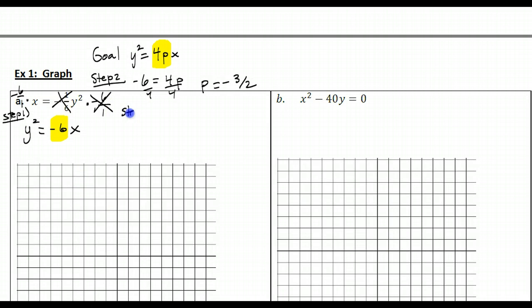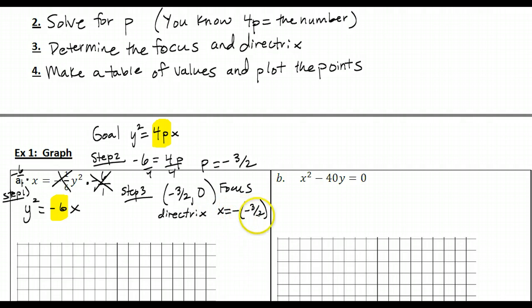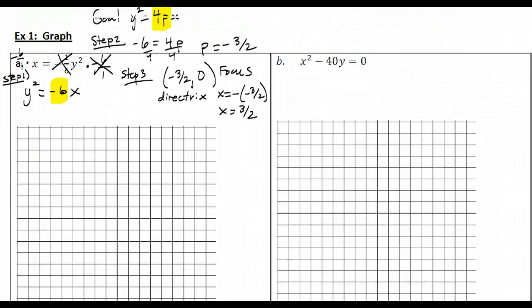So step 3, I'm going to determine my focus and my directrix. The focus then is negative 3/2 comma 0. And the directrix, when I always keep saying that it's the opposite of p, it's going to be the opposite of negative 3/2, or when I say negative p, so my directrix is at x equals 3/2.